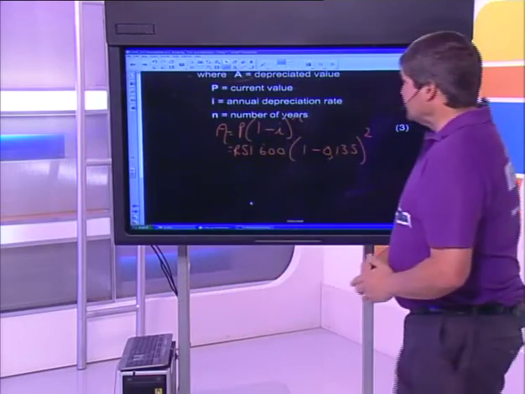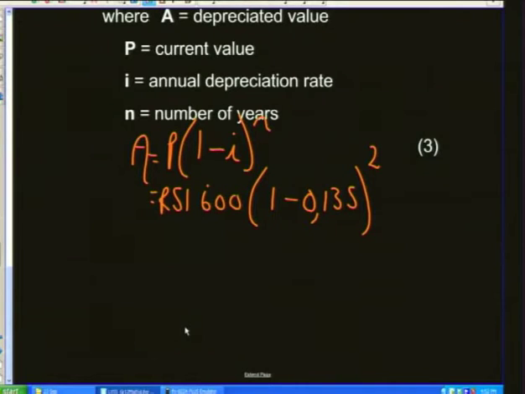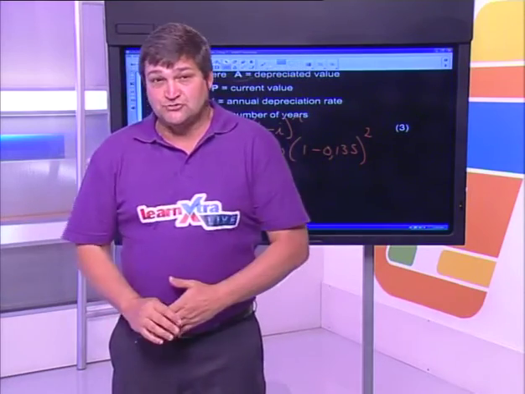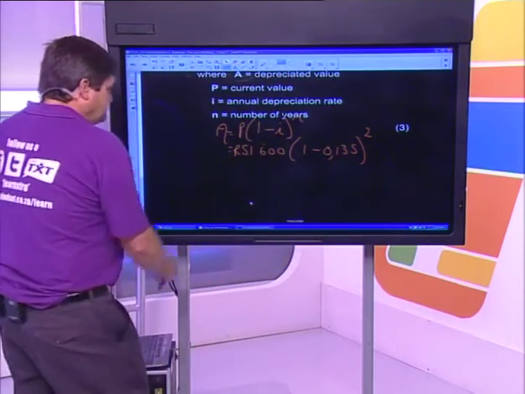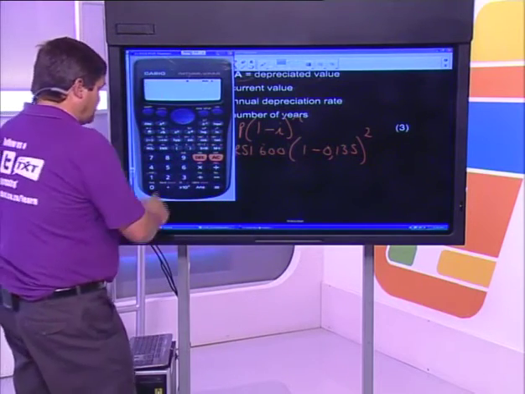Okay, so here we go. We were looking at these values just before the break. We said our car was valued at 51,600 Rand. It depreciates at a rate of 13.5%. And we're going to have that car for 2 years. Then we're going to take the money from that car and use it as a deposit for our new car. We've put all the figures up on the board. Now we're just going to do everything on our calculator.